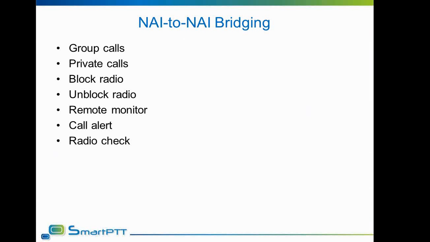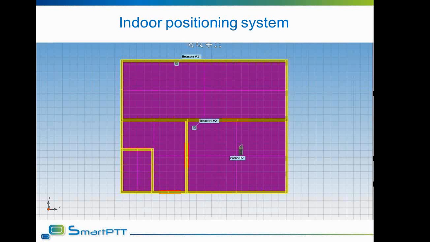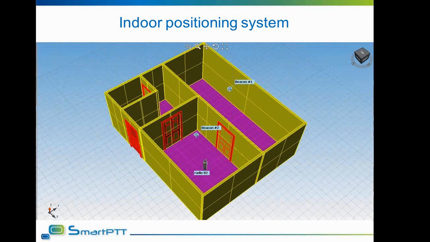Another long-awaited functionality is indoor positioning systems. The newest release will support showing a floor plan in 2-dimensional and 3-dimensional projection. It will allow placement of indoor beacons manually from the dispatcher software and showing subscribers on the floor plan. You can make a floor plan in DWG format and import it into SmartPTT.